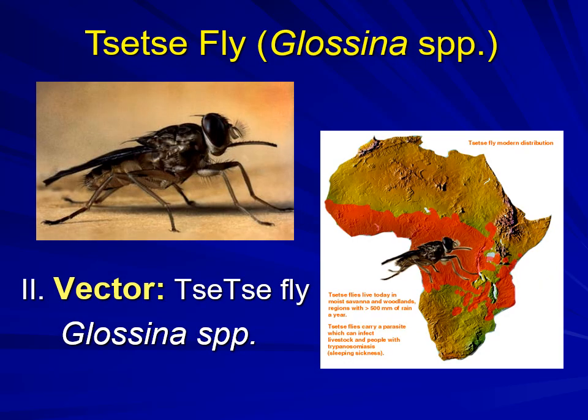Let's go there. This is the vector. This is called the tsetse fly. Again, the second T is not usually pronounced. It's called the tsetse fly, which means that the first S is not well pronounced. It belongs to the Glossina genus, so the Glossina species there, like Glossina palpalis or whatever. This is the vector. And actually this is a fly. It belongs to insects, of course, but it's not a mosquito.